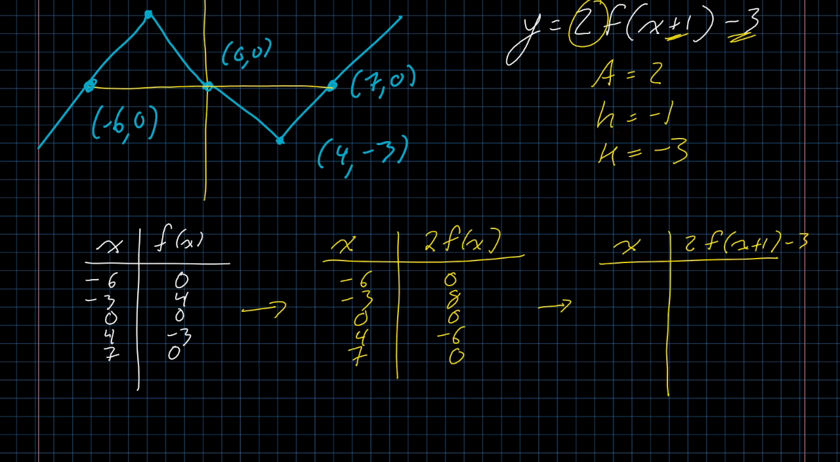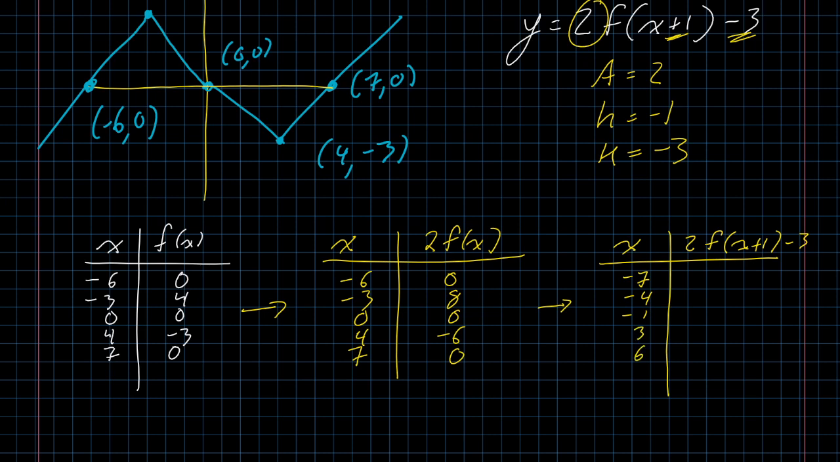The horizontal shift moves things in the negative direction by 1. So that's going to take all of the x coordinates and subtract 1 from them. Negative 6 becomes negative 7. Negative 3 becomes negative 4. 0 becomes negative 1. 4 becomes 3, and 7 becomes 6.